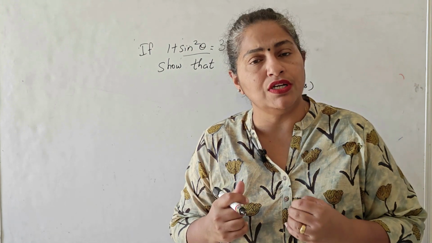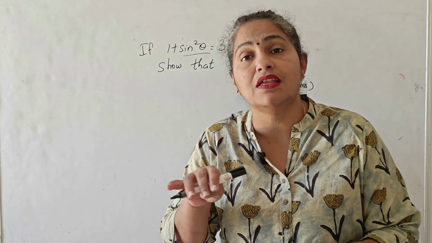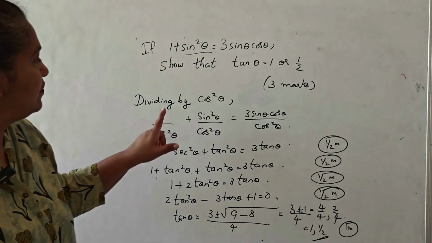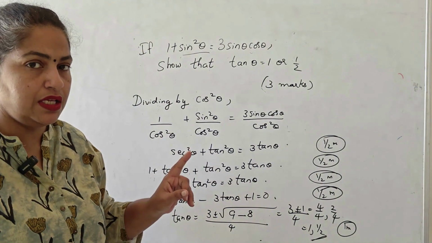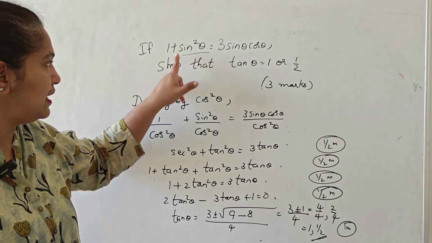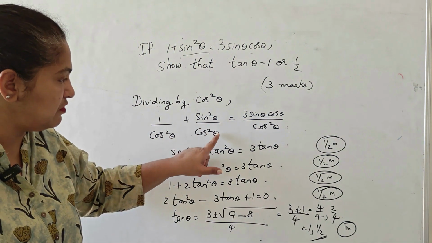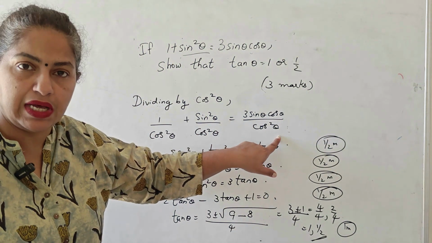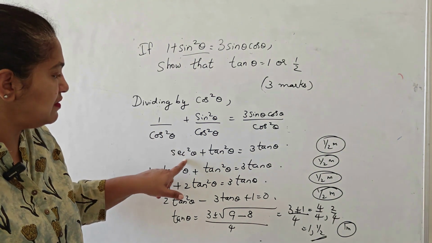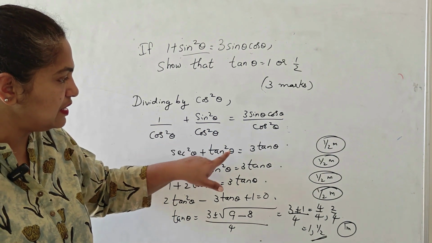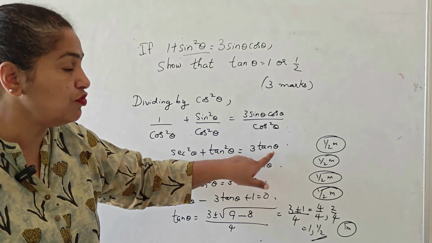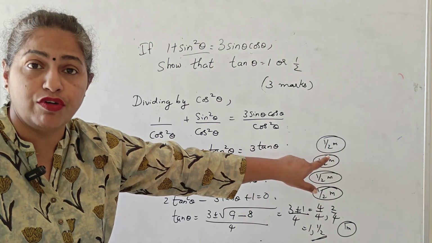So, when I am dividing one term, you know that I have to divide the entire equation across. Here I have divided the entire equation by cos square theta. So in the LHS it is 1 by cos square theta plus sin square theta by cos square theta is equal to the RHS. Now 1 by cos square theta is sec square theta plus tan square theta is equal to 3 tan theta. For writing till there I'll get half a mark.